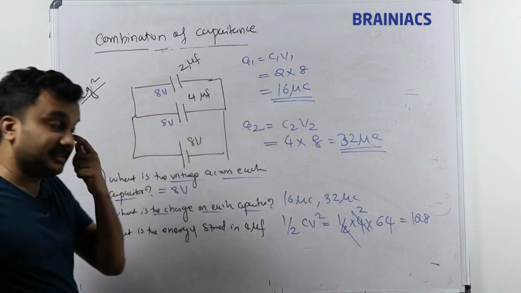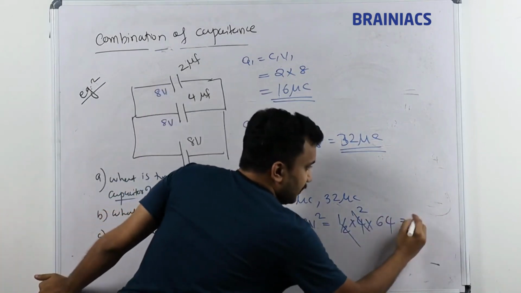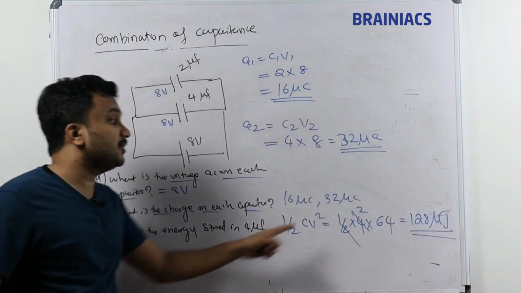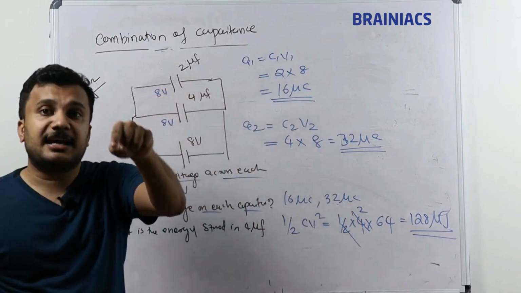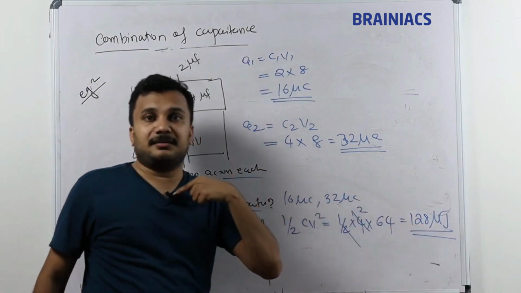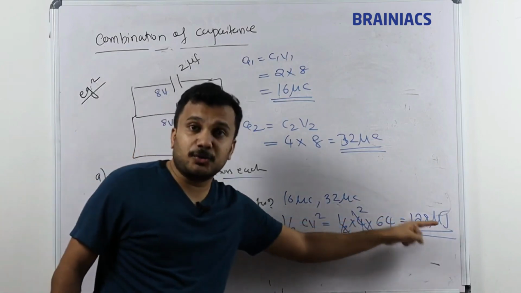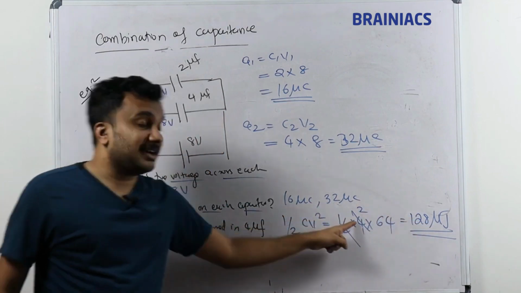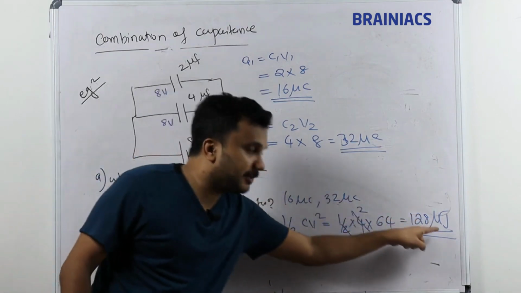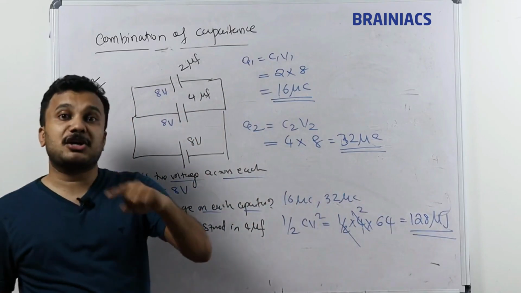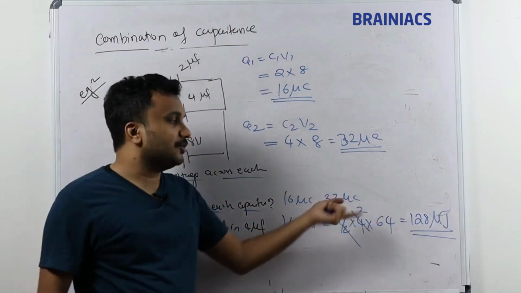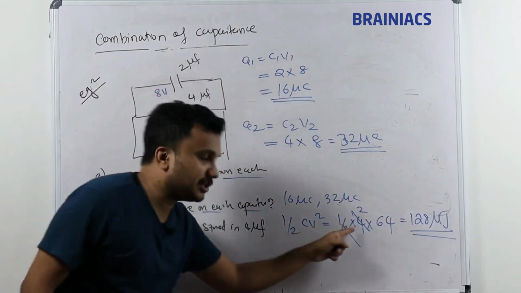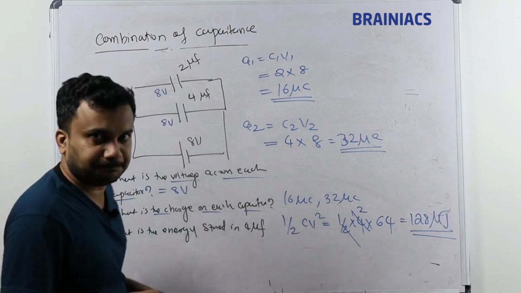Here I have made one mistake in the previous problem. What is that mistake? 128 is in microjoule because the capacitance value is in micro. In the previous questions, I mistakenly took the unit as joule. It's not joule, it is microjoule. Please correct it. I forgot to mention micro there. So please write microjoule instead of joule. Here also it is 128 microjoule because the capacitance value is in micro.